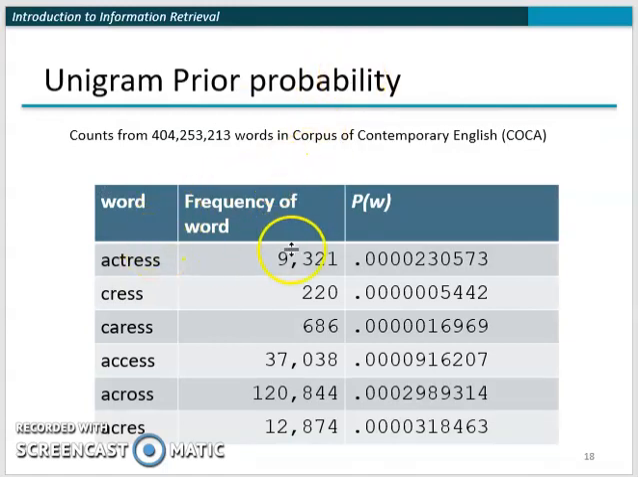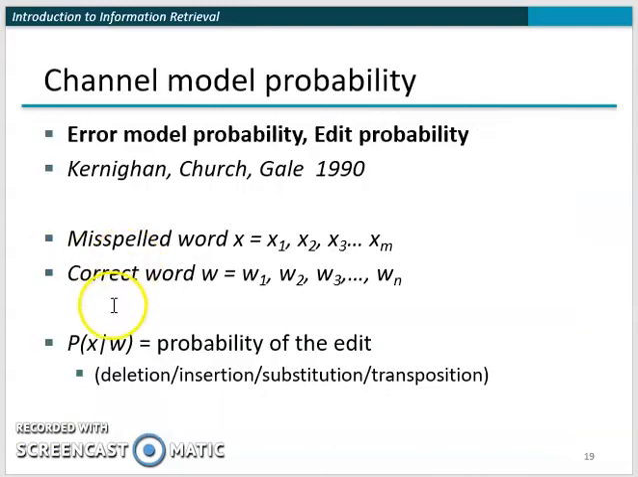This is an example of prior probabilities of these words, and it is coming from a corpus of contemporary English. The frequency of actress is this, and the total number of words is this. So we can find the probability P(w) for all these words. Okay, now let's move on to the channel model probability, the likelihood part of our Bayes law. Channel model probability is also called error model probability or the edit probability. So we have this misspelled word x.